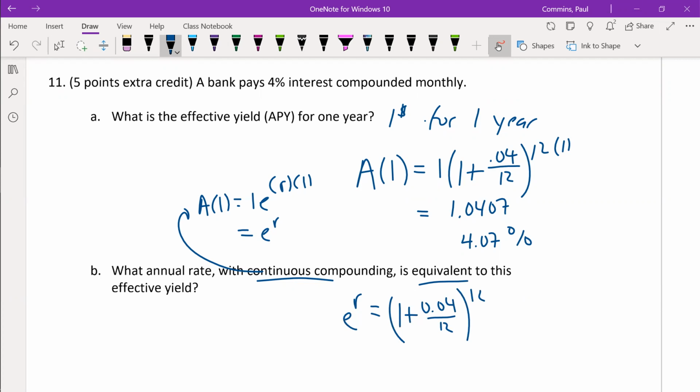And this turns out to be really easy to solve because we have a base e expression here. So take the natural log of this mess on the right. The natural log of that is r, because e to the r equals that expression. That's what that expression says. So all you have to do is take the natural log of the expression we just had up before.